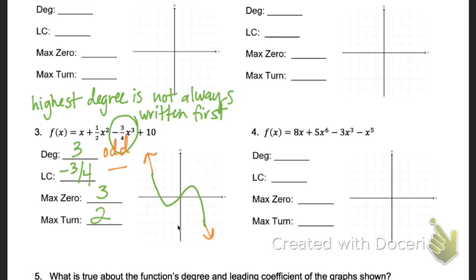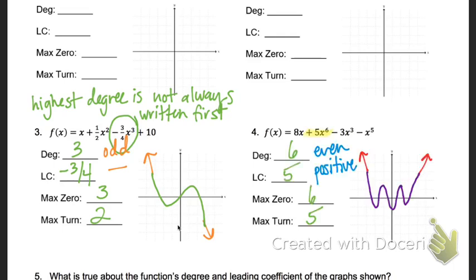Okay, try number 4. Okay, here it is. Confusing. Just gotta think about it. Count how many times it goes up and down. 1, 2, 3, 4, 5. I think you have one too many. Or maybe two too many.